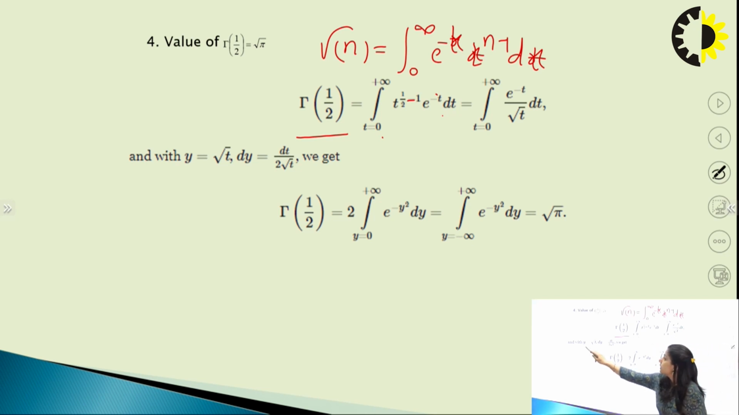Now let y = under root t. So dy = dt / (2 under root t). Then gamma(1/2) = 2 × integration, limit of t replaced by limit of y, so y = 0 to infinity, and the value of t is y square. So e^(-y²) dy. Now we can integrate this by using y square, and this is equal to under root pi.